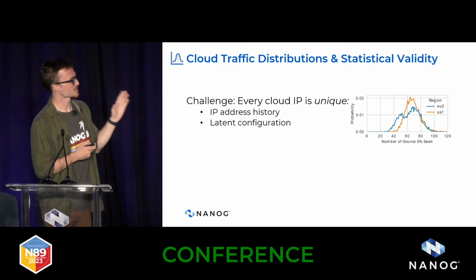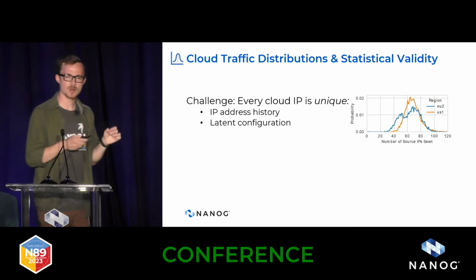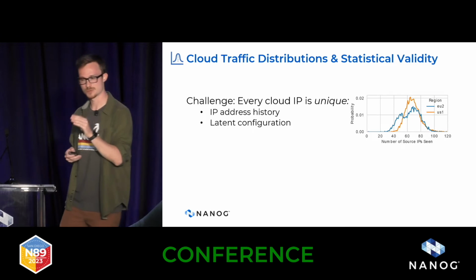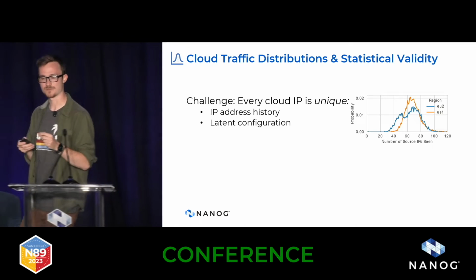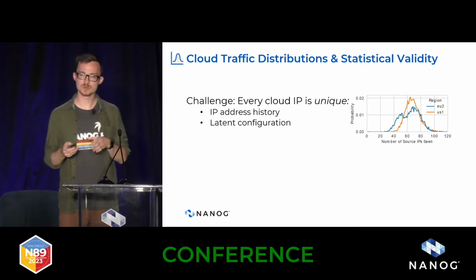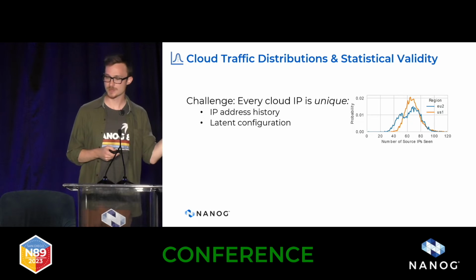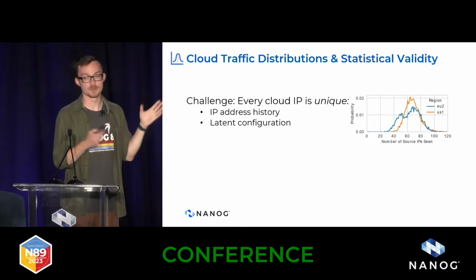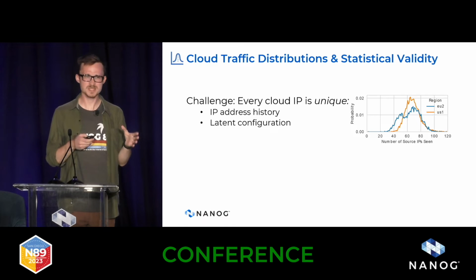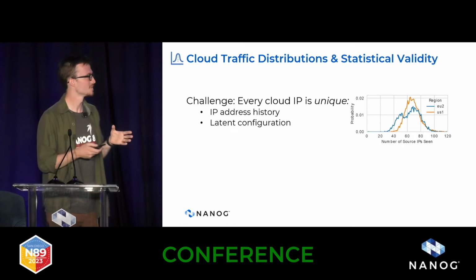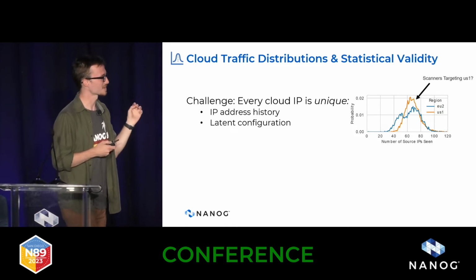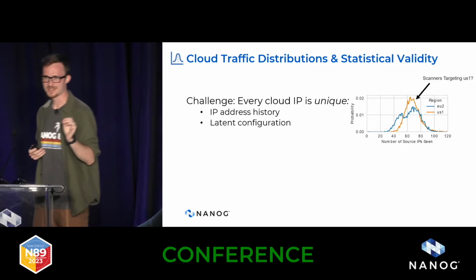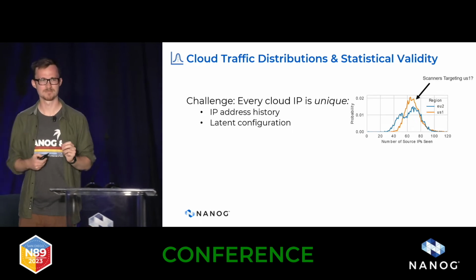We wanted to understand whether adversaries were targeting specific regions of Amazon Web Services. And so we looked at the distribution for DScope IPs in different regions of how many source IPs were seen. The orange is the US 1 region, specifically US East 1. And the blue one is a region in Europe. As we can see, these two distributions are quite different. And so one might naively think that scanners are really targeting the US 1 region. In reality, the situation is a little more complex than that.